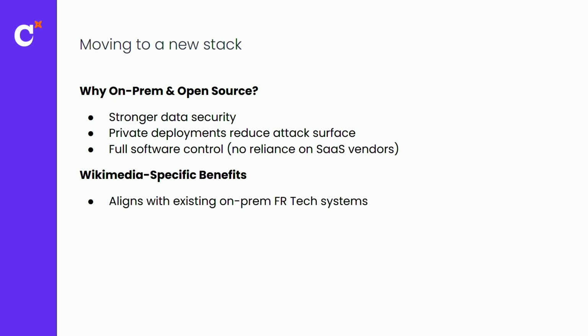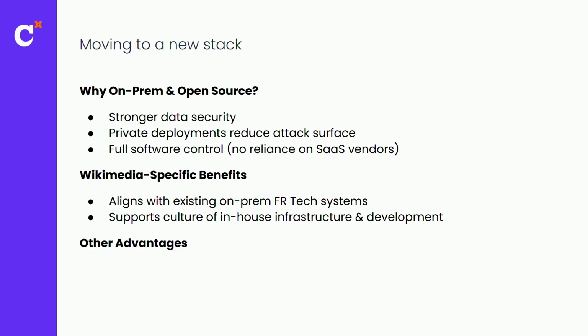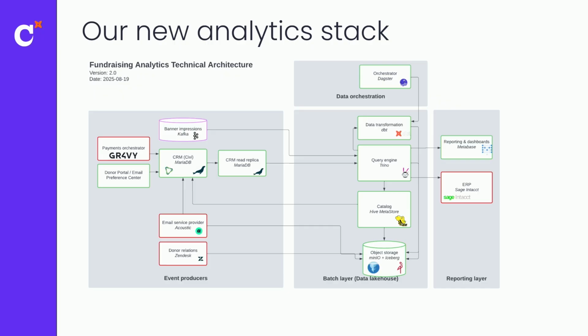For Wikimedia specifically, this approach fits well. My team, fundraising technology, already runs on-prem systems, so it's easier to build on the processes and tools we know. The foundation also has a strong culture of maintaining and developing infrastructure internally, as well as using open source, so our new data platform continues that tradition. Other advantages of keeping the stack open source and on-prem include lower hardware costs compared to cloud, and no vendor lock-in or forced upgrades.